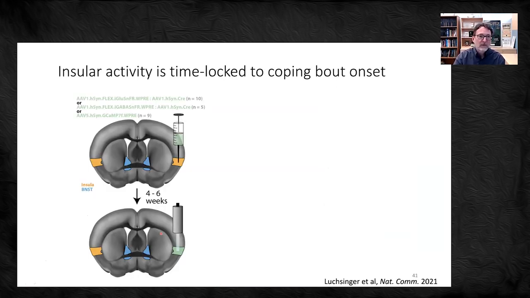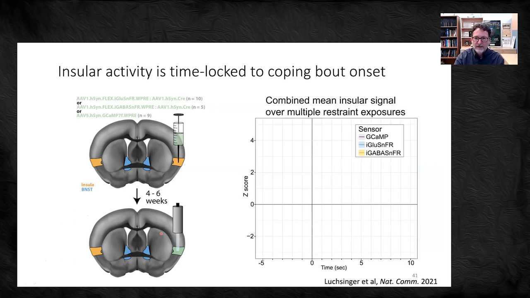And so as one way to test that, we moved upstream and performed similar experiments where we measured the activity of neurons in the insular cortex and neurons that project to the bed nucleus of the stria terminalis. We used a variety of sensors again. We used the calcium sensor GCaMP to measure relative activation of neurons in the insula. We used glue sniffer to look at the presence of extracellular glutamate during these events. And then we also used a GABA sniffer to measure the availability of extracellular GABA during this time.